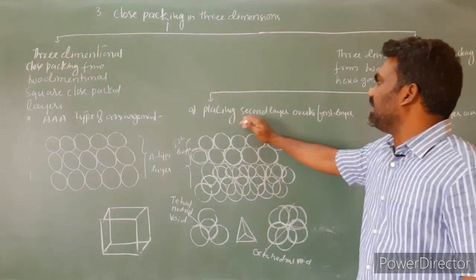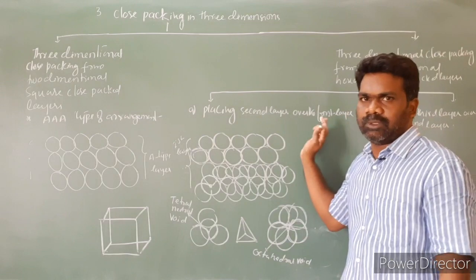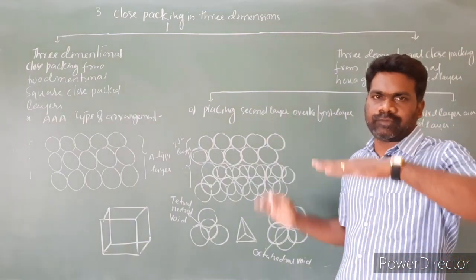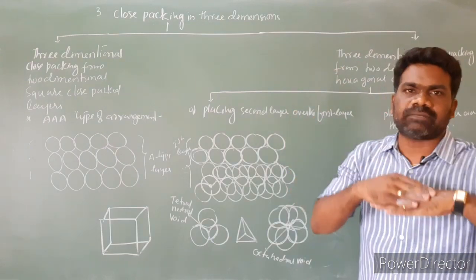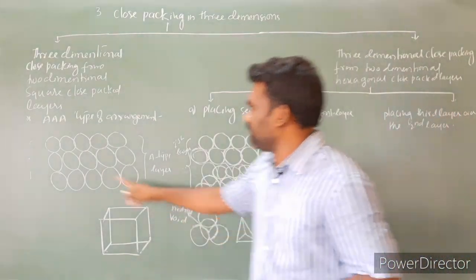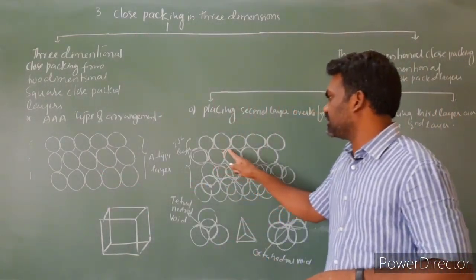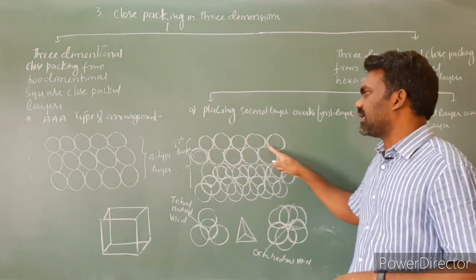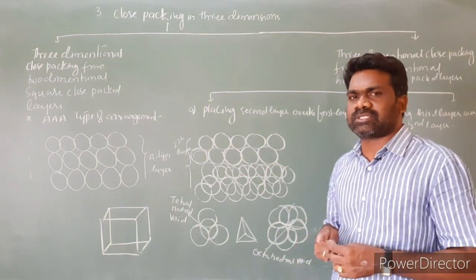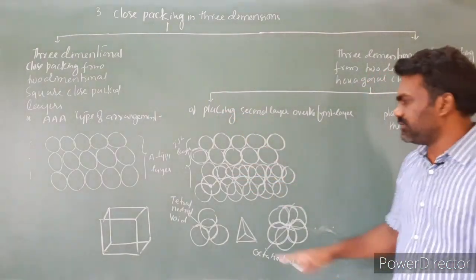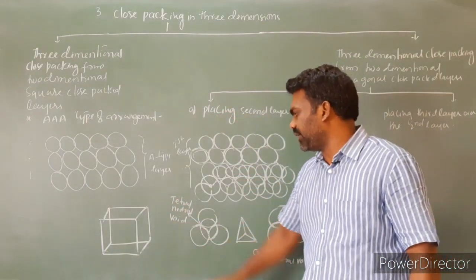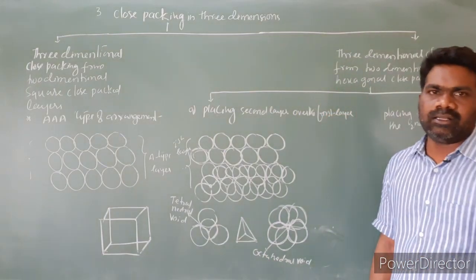This is placing the second layer over the first layer. The simple point is that we have to place the second layer in the depressions of the first layer. So where are the depressions? Look at here. These are the depressions. We have to place the second layer on the depressions of the first layer. We will get this type of arrangement. Here two types of voids are formed. One is the tetrahedral void, the second one is the octahedral void.